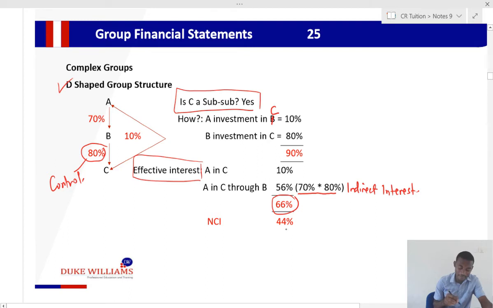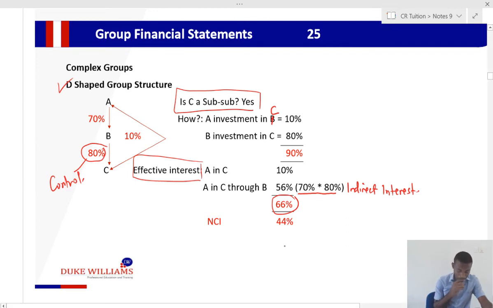So is the effective interest 44% that we'll be using to calculate the goodwill on acquisition? In C, is the effective interest that we'll be using to calculate the post-acquisition sharing of what? Profit and OCI items. Very important.